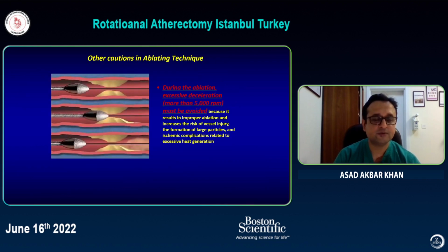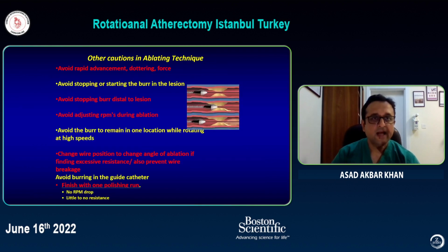Avoid deceleration to more than 5,000 RPM and for more than 5 seconds. If that's happening, you need to maybe burr slower. Again, avoid dottering. Never stop your burr distal to the lesion. Avoid adjusting the RPMs in the middle of ablation.